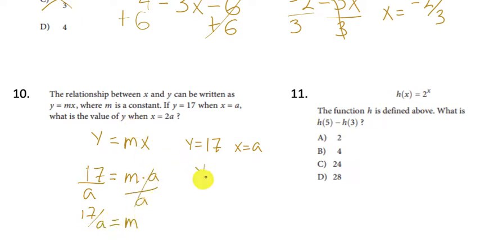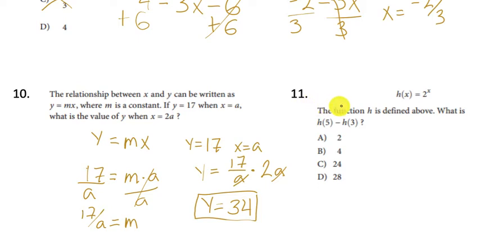So we can plug that in for our equation. Instead of m, we can plug in 17 over a, and now we're going to multiply this by x, which happens to be 2 times a. The a on the bottom and the a on top both cancel, and we're left with 17 times 2, which will give us y equals 34. And that's our answer here.